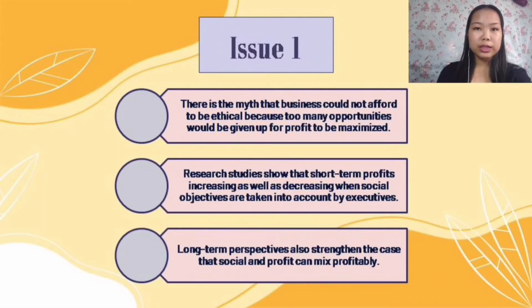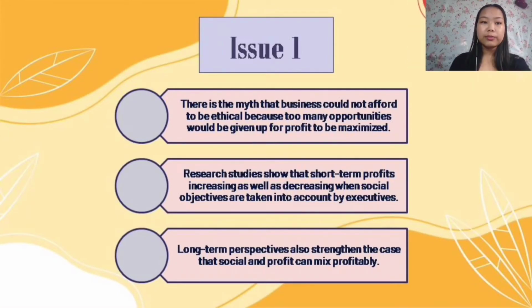However, long-term perspectives also strengthen the case that social and profit goals can make profitably. A study performed by Clarkson in 1988, which ranked the social performance of 60-plus companies on a modified Worthick and Cochrane scale, found that above average social performance is positively correlated with profit.